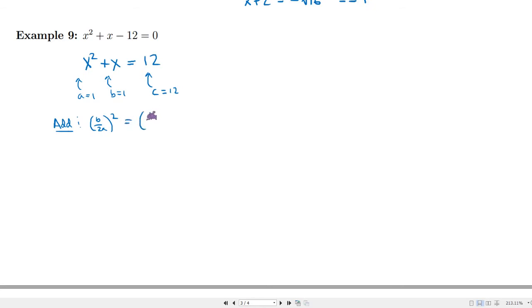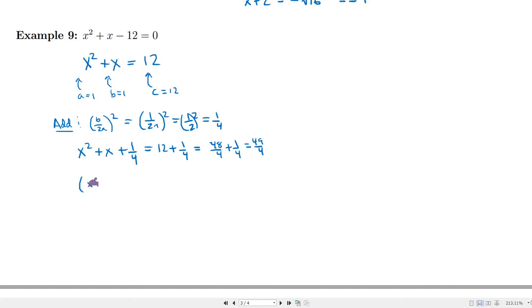Okay, so what is this? So 1 over 2 times 1 squared, so this is 1/2 squared, so that's 1/4, so we add a fourth to both sides, so we have x squared plus x plus a fourth equals 12 plus a fourth, and we could write that as 48 over 4 plus a fourth, which is 49 over 4. And the left-hand side, we can factor that now as x plus a half squared, right? If you FOILed that out, you would get x squared plus a half x plus a half x, plus a fourth, and then this is equal to 49 over 4.